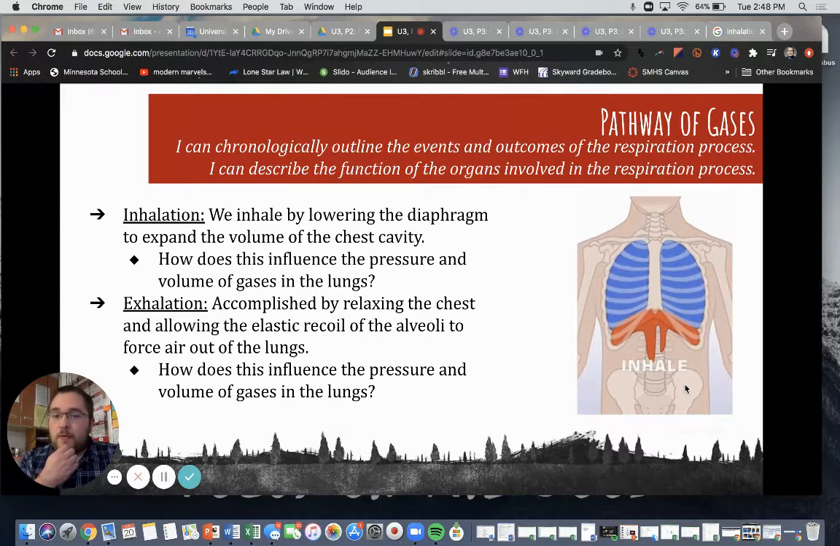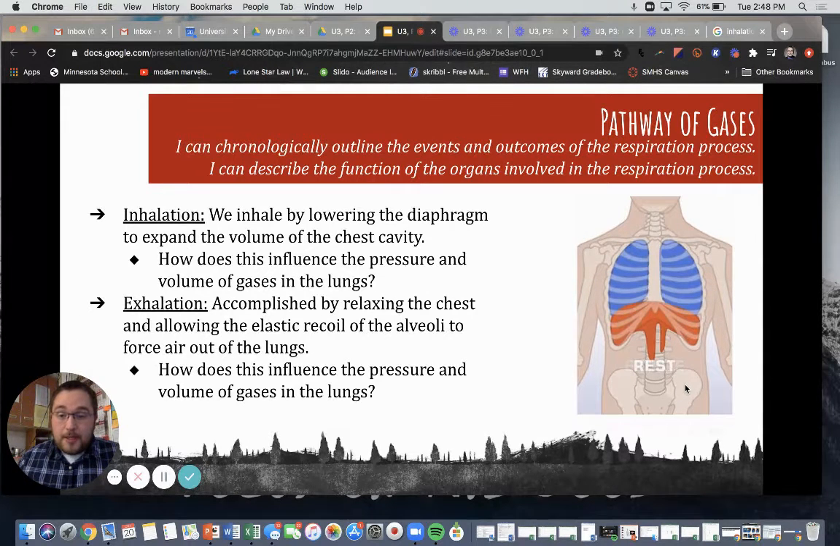That's an inhale, okay? When we inhale, we lower the diaphragm, and this expands the volume of the chest cavity. This is going to obviously increase the volume of the chest cavity, and since our chest cavity and our lungs are getting bigger, there's going to be more room for the little molecules that are in our lungs and our chest to bounce around, so the pressure is going to decrease. When we increase our volume, we decrease our pressure.